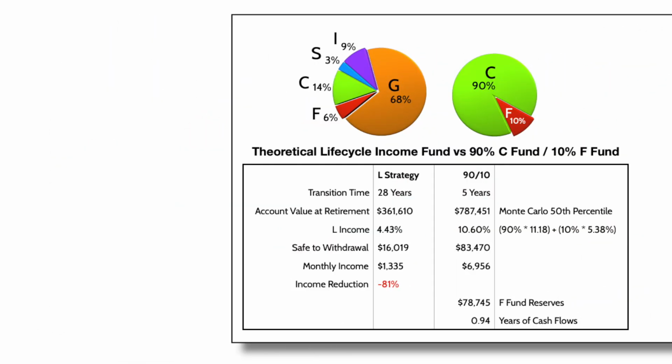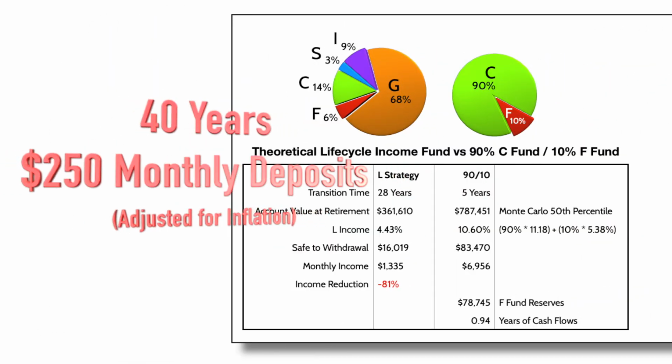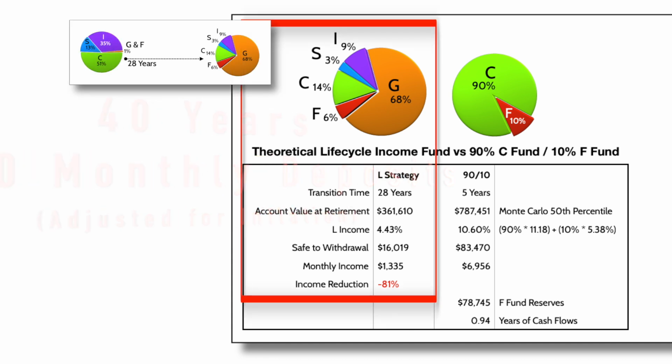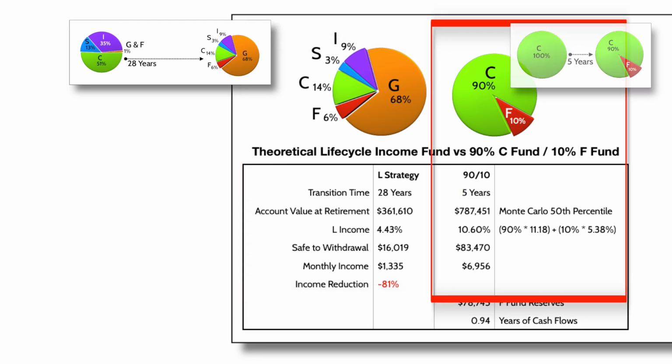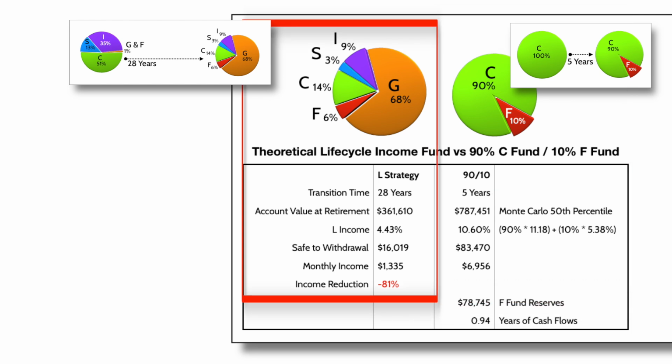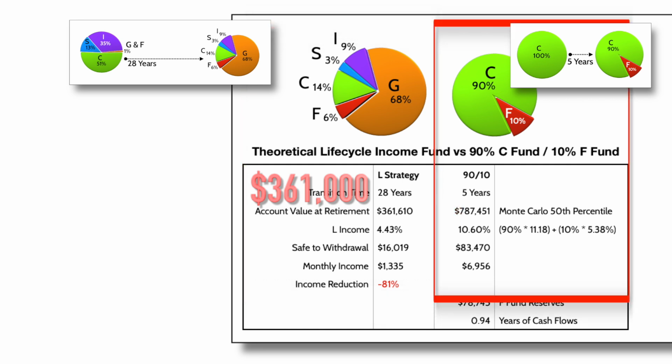These are two of the glide paths we just reviewed, with the 40-year career scenario depositing $250 monthly into a 401k. This one is the base TSP strategy that starts shifting to a more conservative mix 28 years before retirement. And this one is the optimized 100% C fund strategy that shifts to the 90-10 allocation 5 years out from retirement. The TSP plan had an ending theoretical portfolio value of $361,000. The C fund plan had an ending theoretical portfolio value of $787,000.